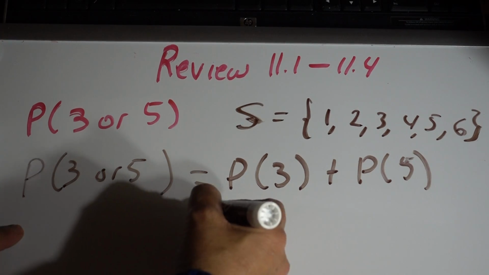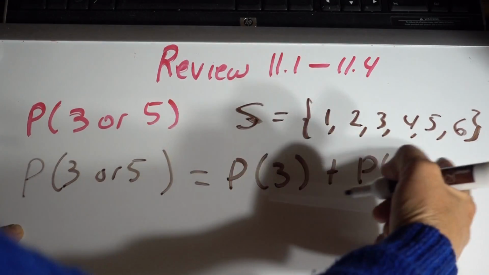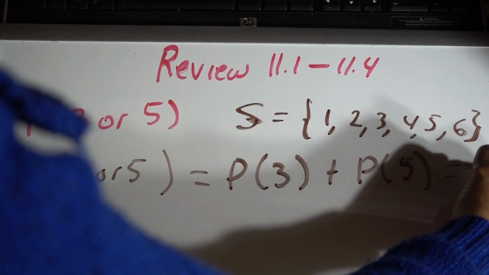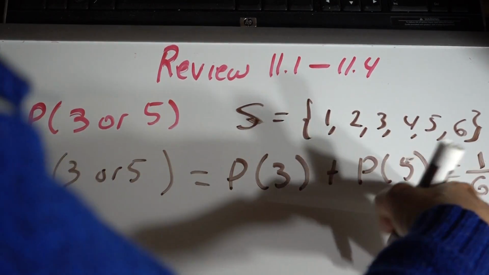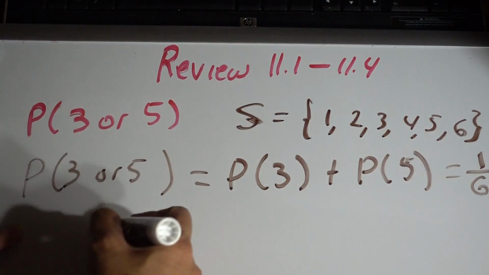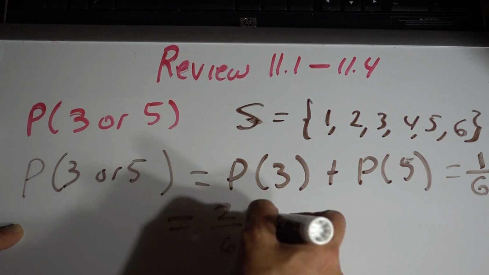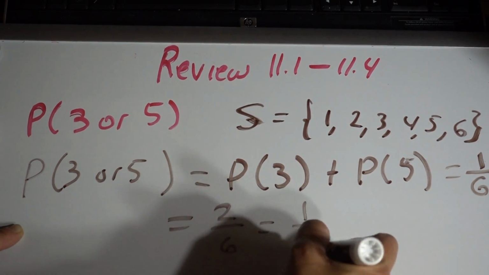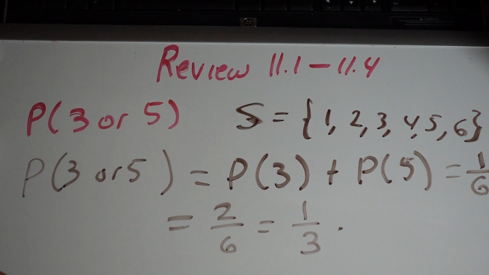So the probability of 3 is 1 out of 6, plus, again, the probability of 5 is 1 out of 6. So this probability is 2 sixths, or 1/3. Okay, that's problem number 1.